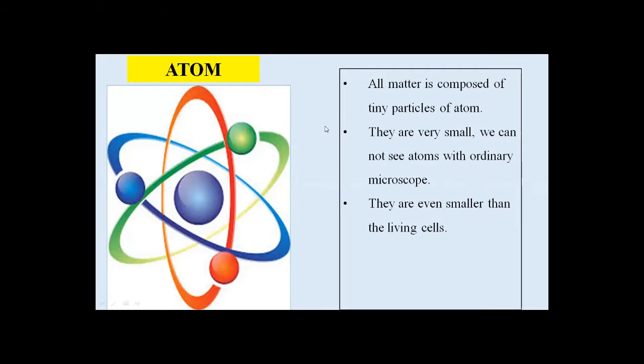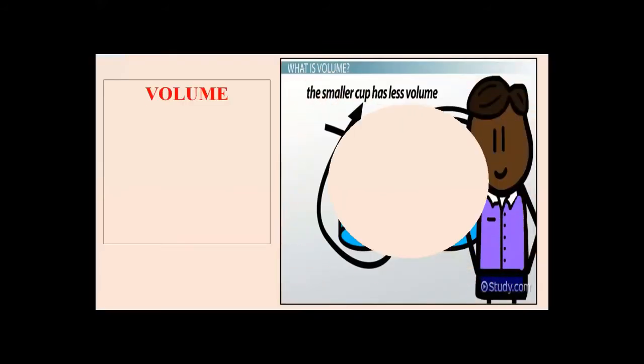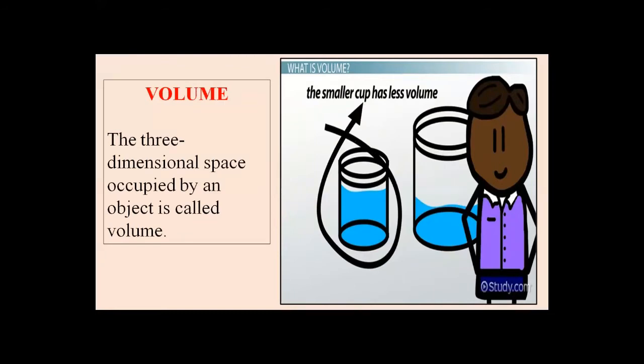As in the definition of matter, that which occupies space and has mass is called matter. So what is volume? The definition of volume is: the three-dimensional space occupied by an object is called volume. Actually, as you learned, matter occupies space, that means volume is the space occupied by the object that has length, breadth, and height. So this is the three-dimensional space which has length, breadth, and height.